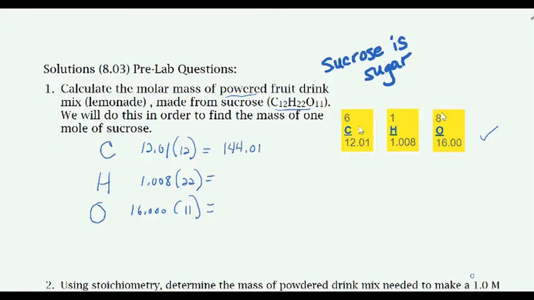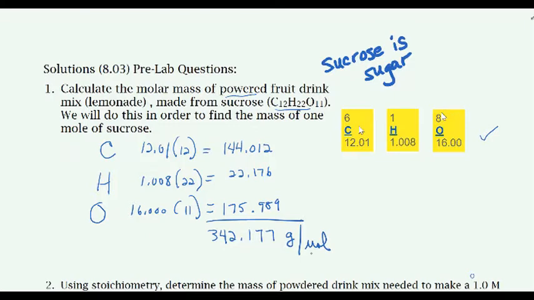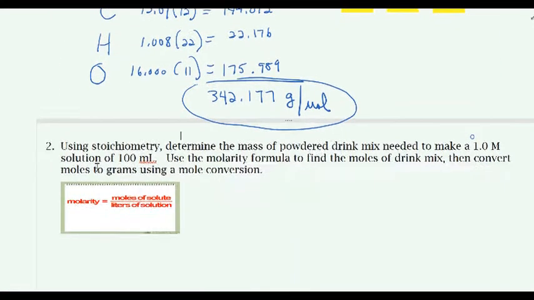And then after we get all of this done, we're just going to total it all up for our molar mass of sucrose, which again is just sugar. All right, so I'm getting approximately 342.177 grams per mole. That's our unit because this is how many grams of sucrose is going to be in 1 mole of sucrose. So we're going to need that information to do the next question. Scroll this on down here.